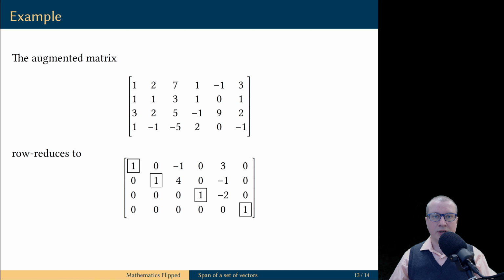When we reduce this augmented matrix, it turns out that the last column of the reduced row echelon form is a pivot column. This tells us that this linear system is inconsistent, it has no solutions. Therefore, it is impossible to express the vector v as a linear combination of the vectors in T, and this tells us that this vector v does not belong to the span of T.